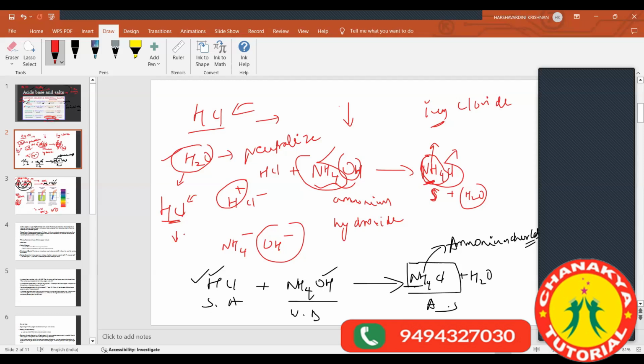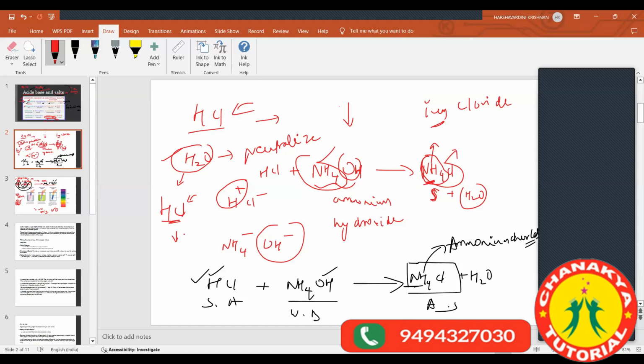Am I telling too much stuff? No, ma'am. So water is the thing which neutralizes the chemical's power. Even a base, water neutralizes, and even an acid, water neutralizes. Yeah, in both they neutralize.